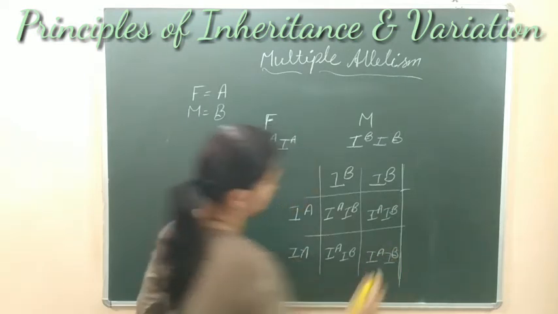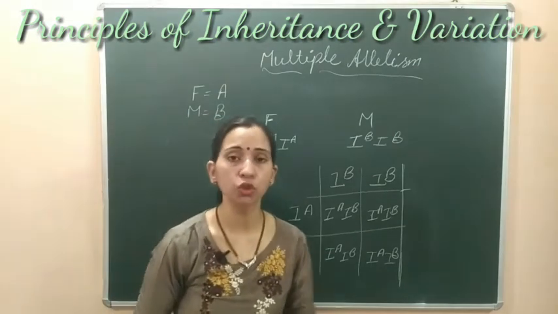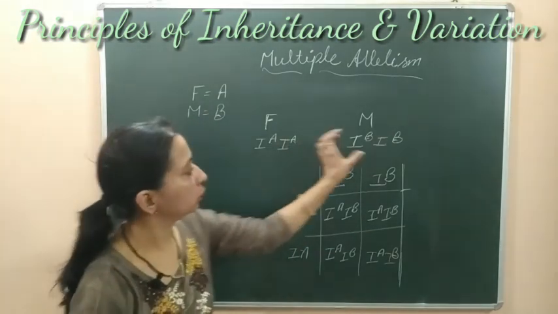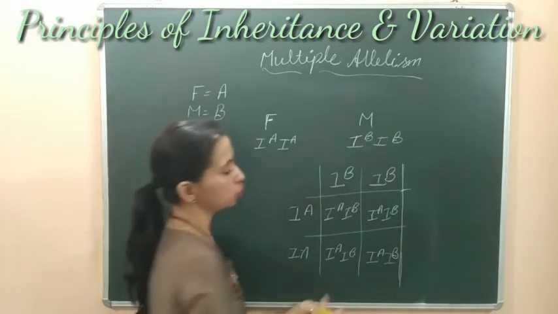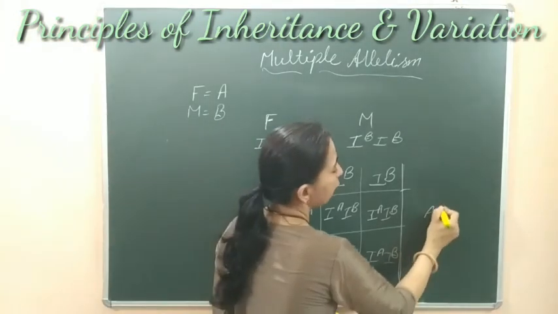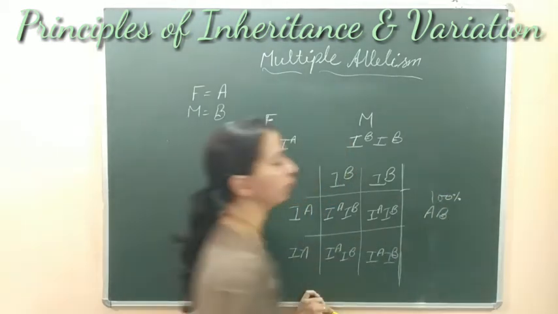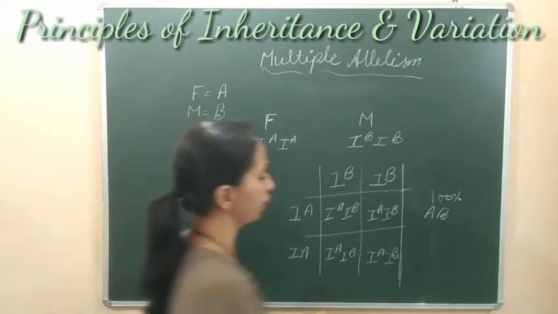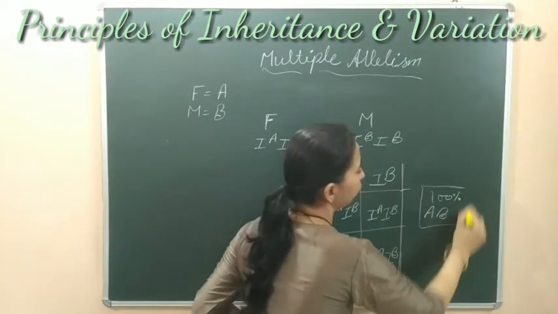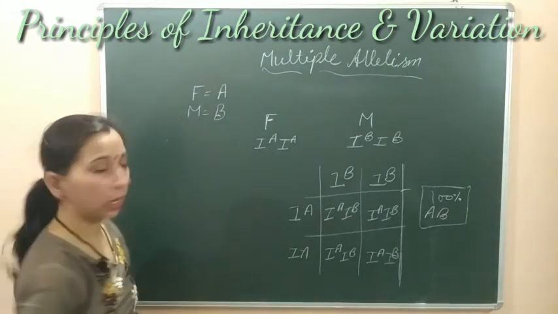So in this case, when both father and mother are homozygous dominant for their alleles, the chances of the blood group of their kids being AB are 100%. In this case we have 100% surety that the blood group of their kids will be AB. Now let's discuss another possibility.